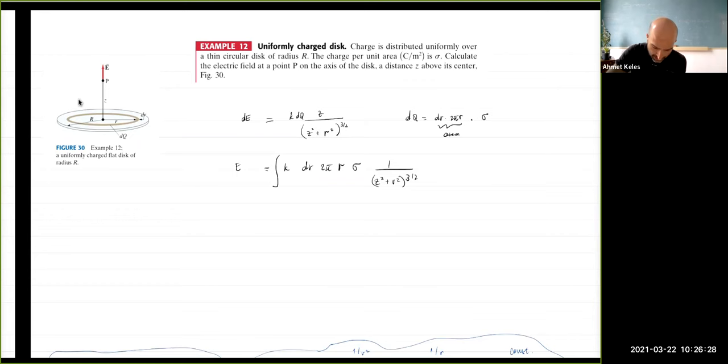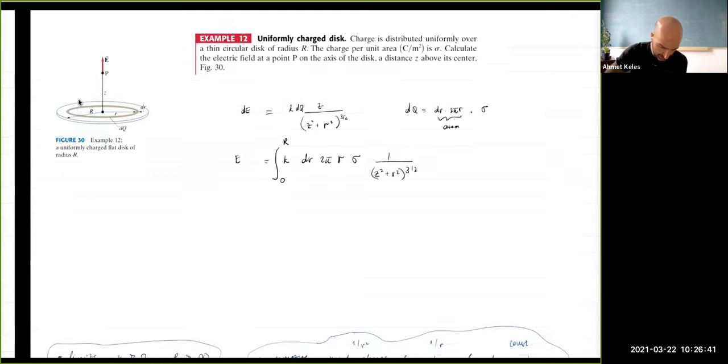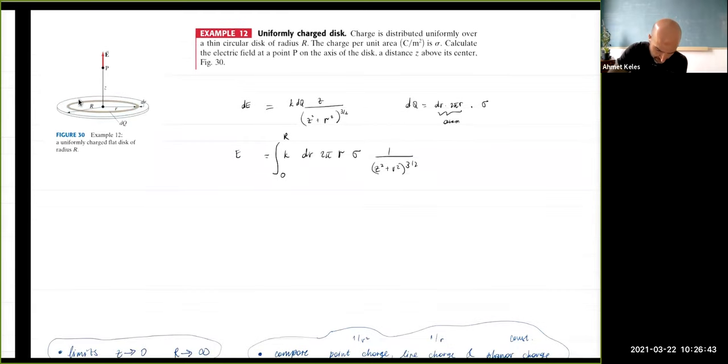So now my integration variable is r. What is the integral limits? Yes, from 0 to r. Let's see if we can take this integral. If not, we know what to do, right? So this is 2 pi k, okay, let's see.